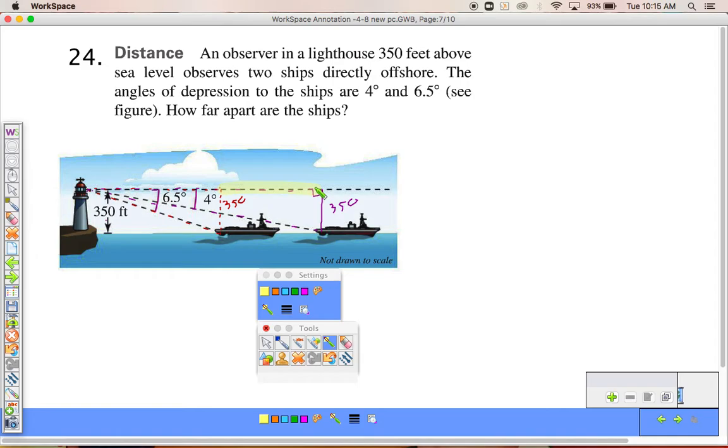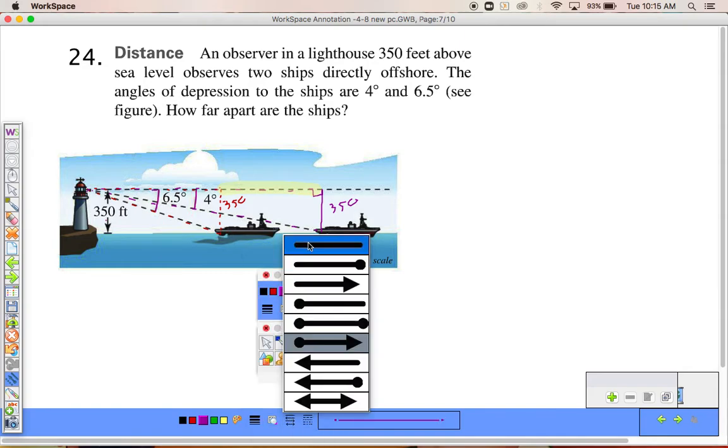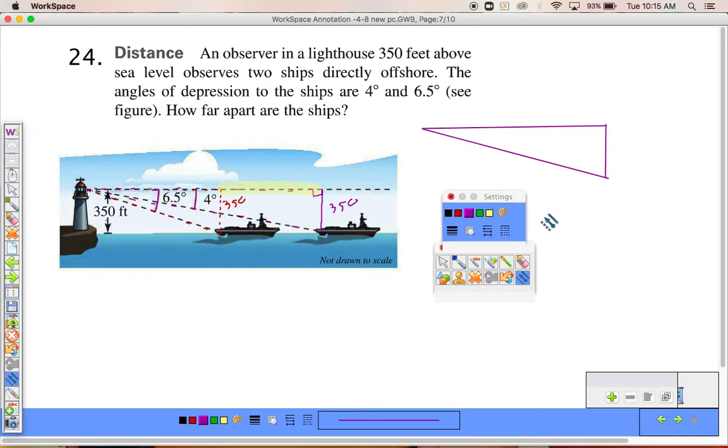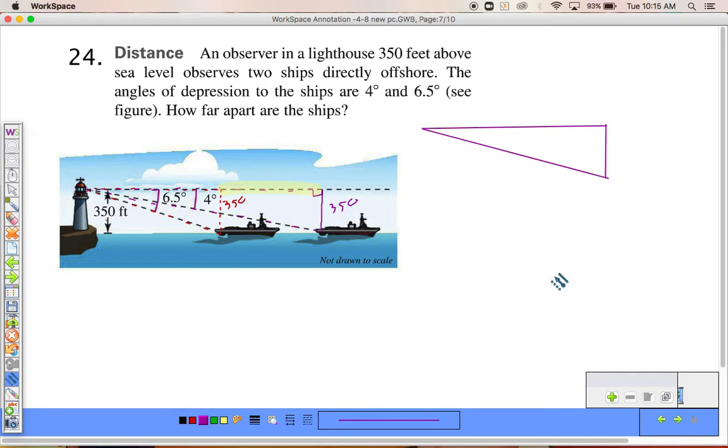So I'm going to come over here and draw these triangles again, just so they're separate from each other. I'm going to draw them pretty much the same. We're just going to put different measurements on them. On both of these, this is 350. This one is 4 degrees. This one is 6.5 degrees.